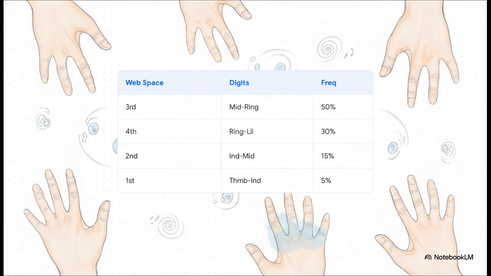This actually results from a failure of programmed cell death, or apoptosis, to separate the digital webs between the 6th and 8th weeks of embryonic development. Let's look at the frequencies. The third web space, between the middle and ring finger, is the absolute most common at roughly 50%. The fourth web space is about 30%, the second web space is 15%, and the first web space, the thumb to index finger, is the least common at just 5%.